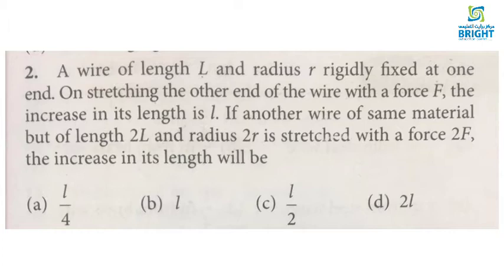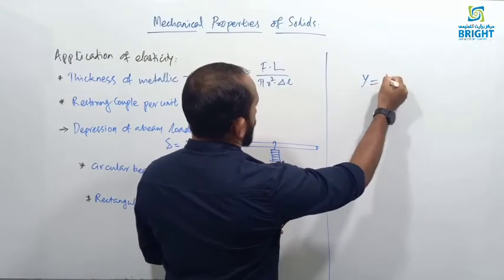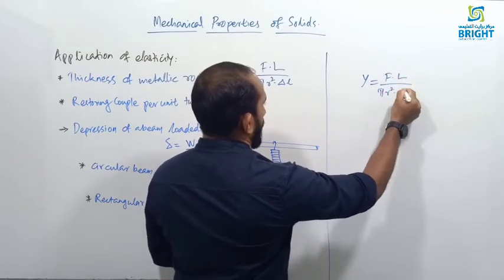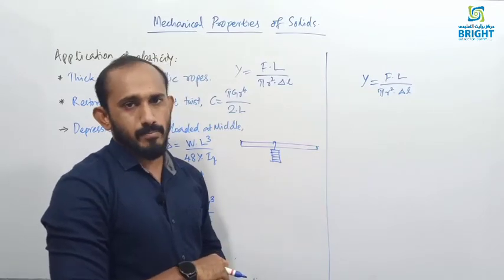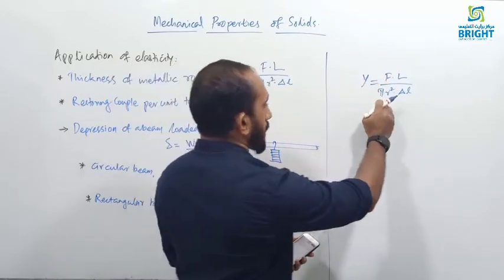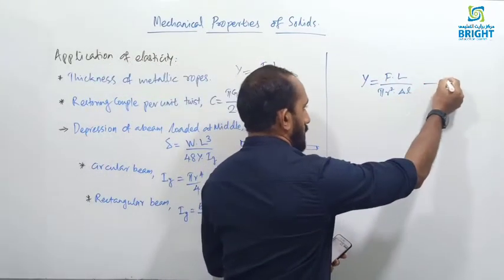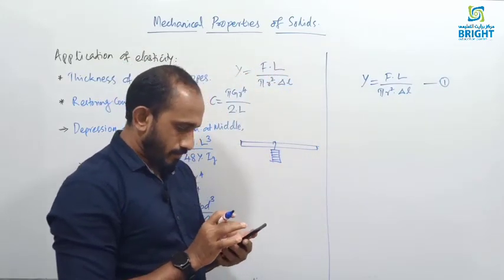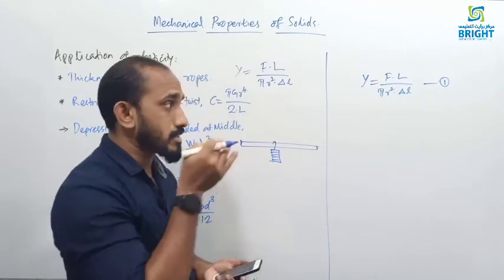So here we have to make use of the Young's modulus equation. Y is equal to F into L by pi r square into delta L, as an expression for the material's Young's modulus. That's case 1. Now for another wire of the same material, the Young's modulus will be the same.